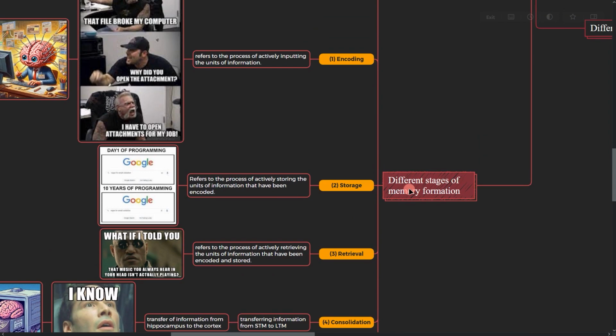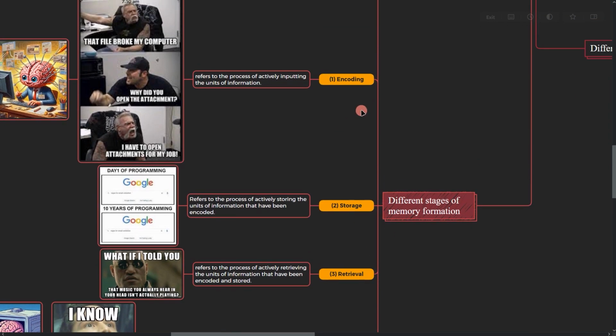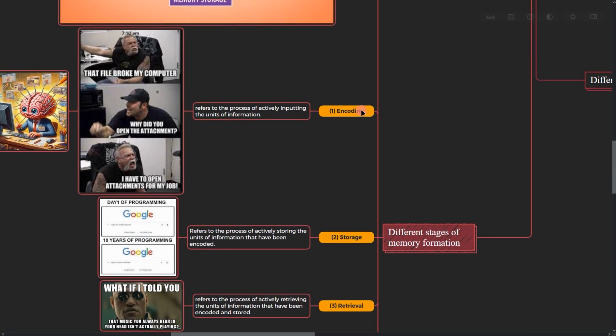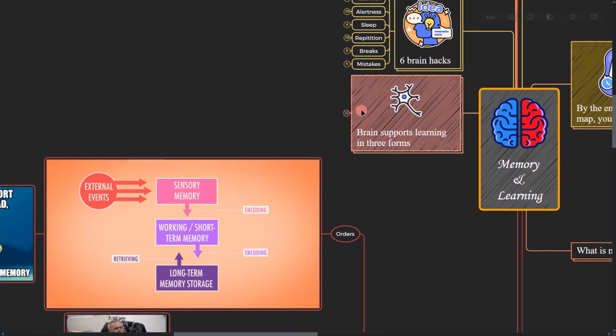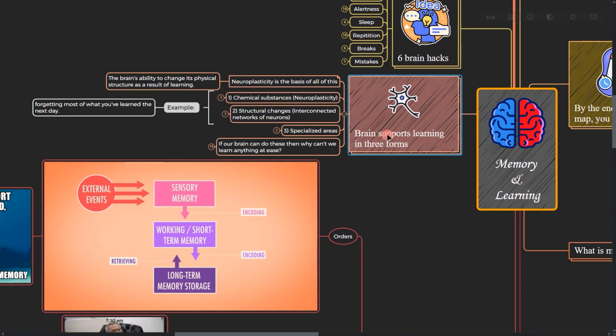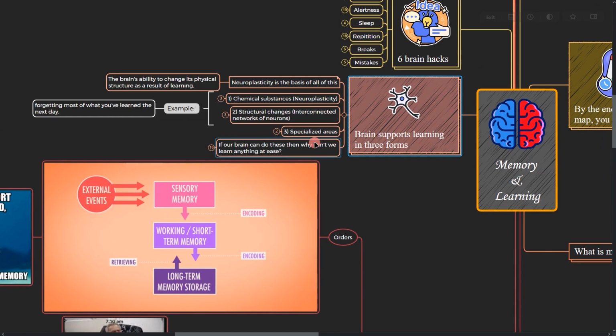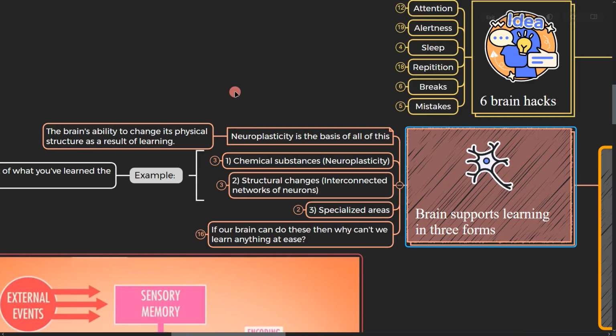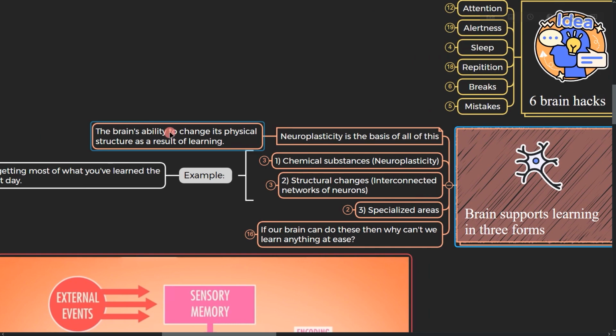We will get into details of each part of them and how we can exploit the scientific facts about each part to improve our learning process. Alright, so now let's take a look at the different methods that the brain uses to support learning. There are generally three, and the basis for all of them is neuroplasticity, which is the brain's ability to change its physical structure.